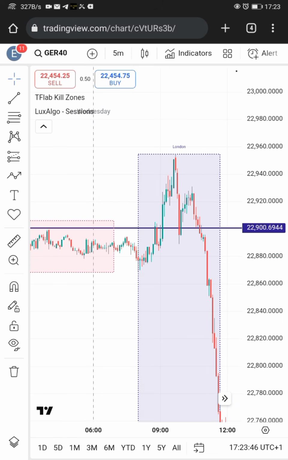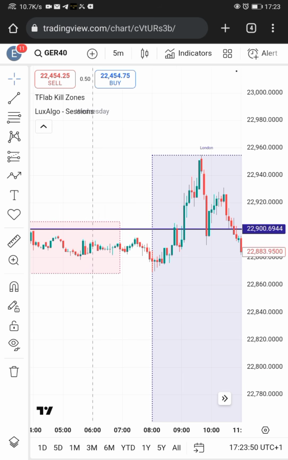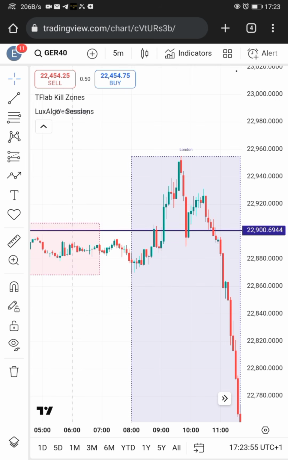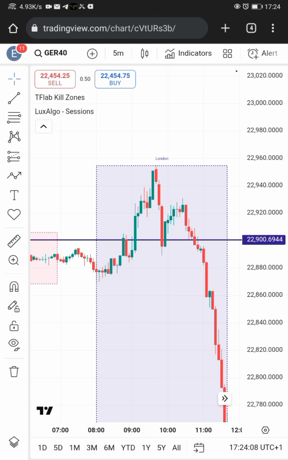So once you plug in your Lux Algo, this is around 8 if you are using Nigerian time. You set up your Lux Algo, or you should be on your chart before 8 o'clock. Let me say 5 minutes to 8, you should be on your chart. So once you are on your chart, this is on your M5 now.